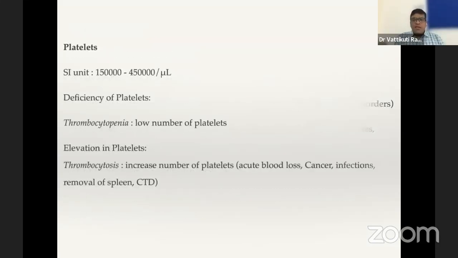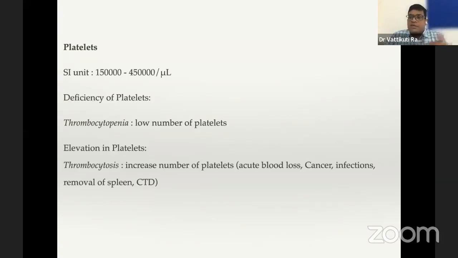Then the next is the platelet count. The normal platelet count is somewhere between 150,000 to 450,000. Again, this is normal for most individuals, but some patients do have a lower baseline platelet count, and you have to ask them if they have ever had their platelet counts done. Their baseline platelet count may be on the lower side, and those patients you need to work up separately. Any deficiency of platelets is called thrombocytopenia, where the platelet count goes less than 150,000. Any elevation in the platelets is called thrombocytosis, which can be because of multiple reasons, like sudden blood loss causing reactionary thrombocytosis.